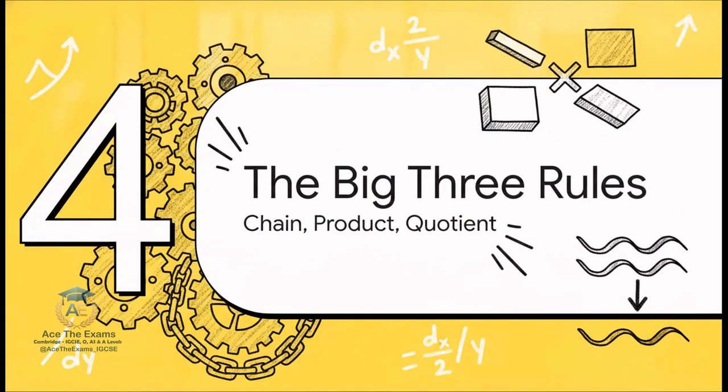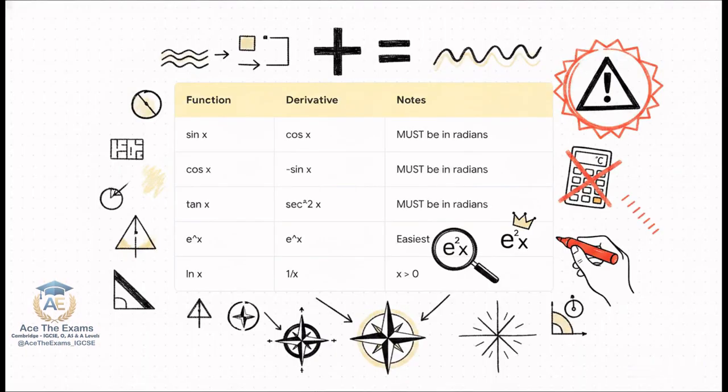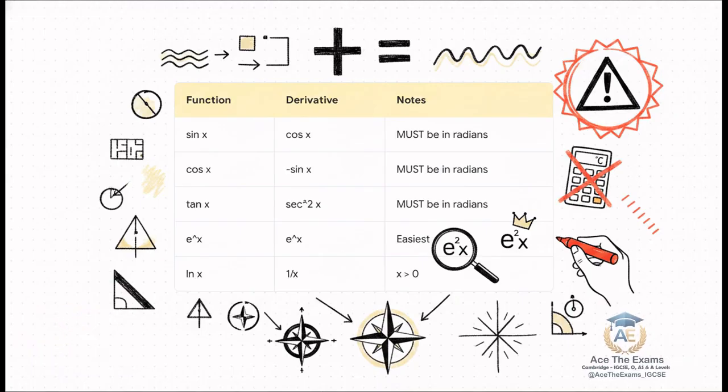Moving to Section 4, the big 3 rules: chain, product, and quotient. Okay, before we start combining functions, you need to know the derivatives of these specific types. Literally, grab a screenshot of this table right now. Notice how e to the x delightfully just remains e to the x, by far the easiest one, and natural log of x becomes 1 over x.